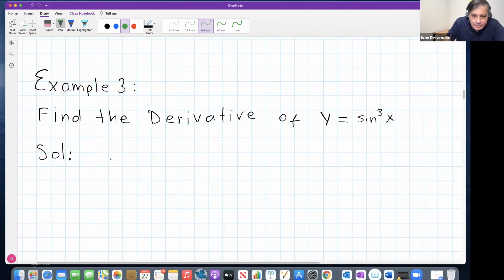Solution, remember, whenever they give you something like this, it is preferable to rewrite it as sine of x raised to the 3rd power. This is what this 3 in the middle up here means, right? The sine function has been raised to the 3rd power. Now, why did I write it like this? Well, because written this way, it is easier to identify what u should be.